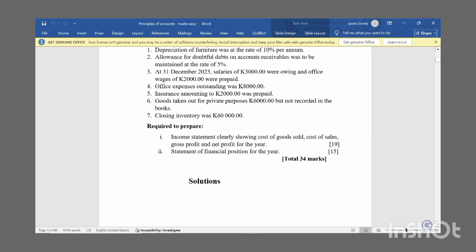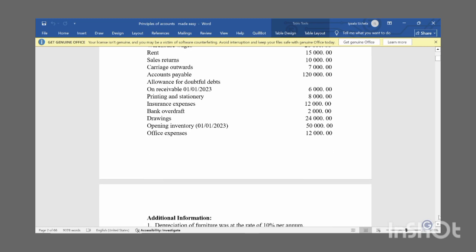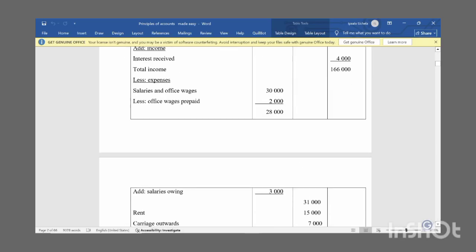Allowance for doubtful debts on accounts receivable was to be maintained at the rate of 5%. Accounts receivables are also known as debtors. So what this simply means is that we have to multiply 5% by the amount for debtors or accounts receivables. So what is the amount for debtors or accounts receivables? It is 200,000.